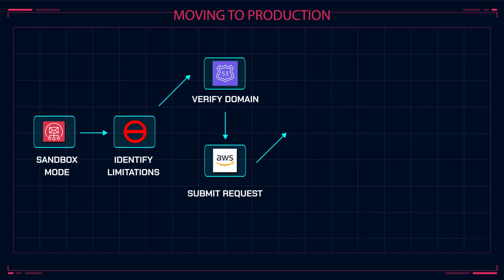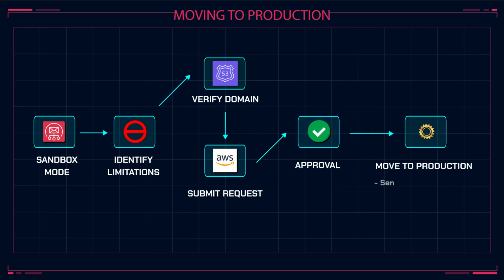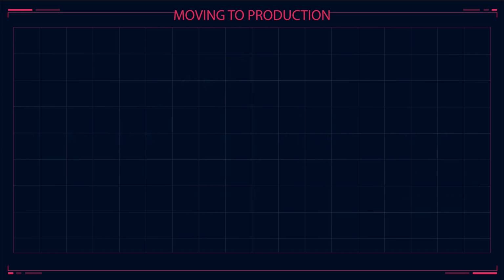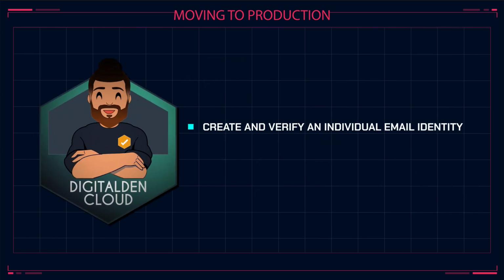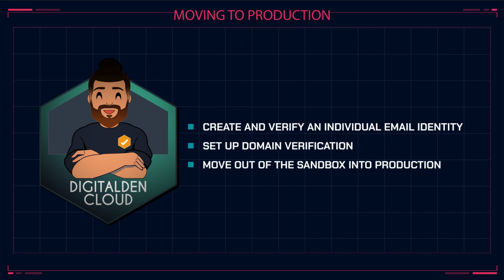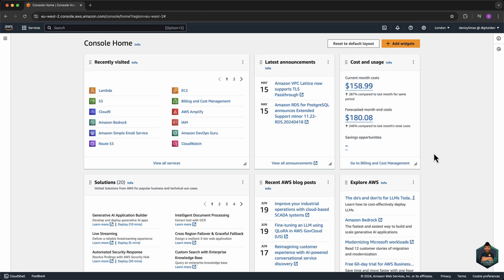sandbox. Once approved, you'll be able to send confirmation emails to any form submission, use multiple email addresses within your domain without individual verifications, and operate your contact form without sandbox limitations. Next, we will create and verify an individual email identity, set up domain verification, and move out of the sandbox into production. Let's begin. Let's start by verifying an email address with Simple Email Service.